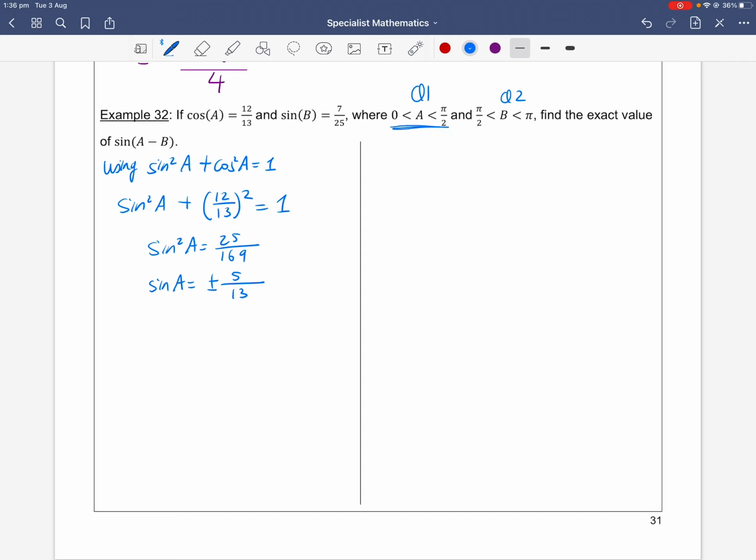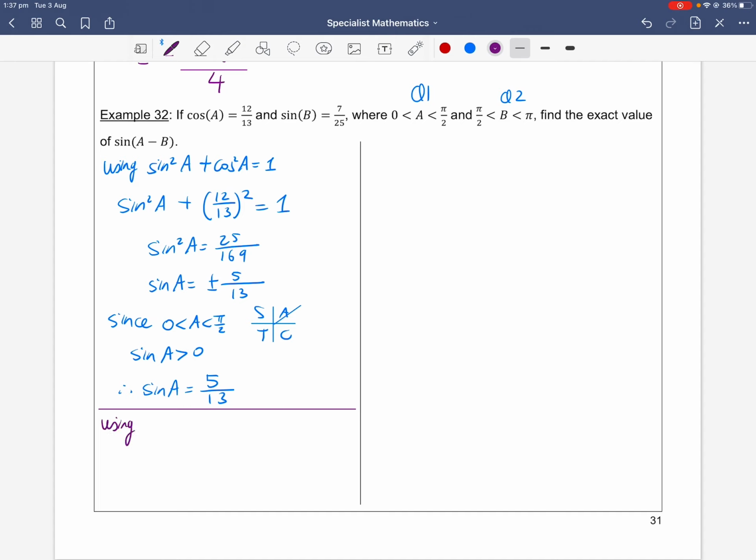We have 2 possible answers, but because our A angle is limited to quadrant 1, and in quadrant 1 sine is positive, we can take the positive value. So since our A value is in quadrant 1, in other words, if we look at our CAST, sine A is positive, therefore sine of A must be positive 5 on 13. We can do a similar idea for the B angle.